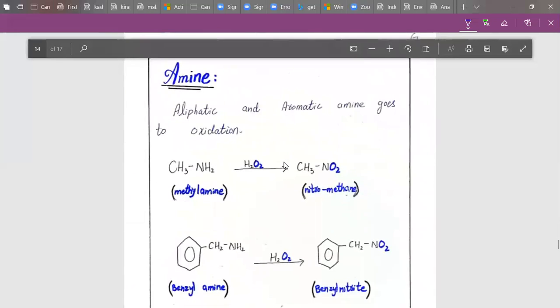Amine, aliphatic and aromatic, both amines go through an oxidation process. This is an example of an aliphatic amine. When we take methylamine in the presence of a catalyst, this oxygen is attached in the place of hydrogen. So then we can get nitromethane.